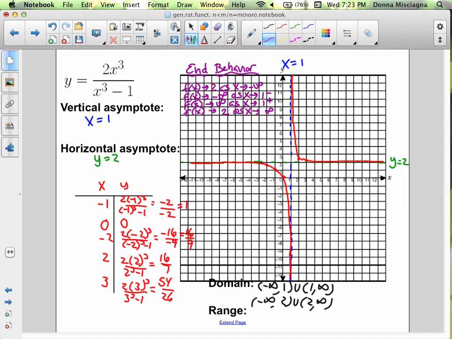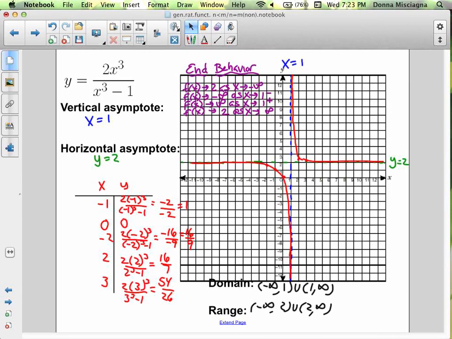Okay. And we did the domain and we did the range. The range is just up a little bit. There we go. All right, and so this one should be in your notes, and I have one more, and that one is also in your notes. And this one's going to have 2 vertical asymptotes.